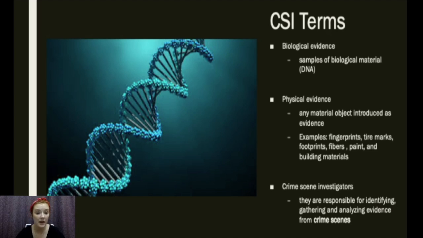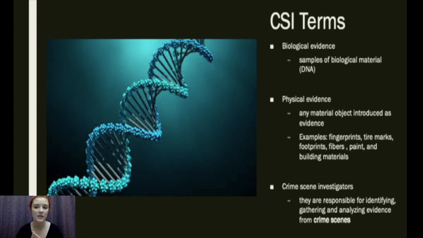So that's biological evidence. Physical evidence is going to be any material object introduced as evidence. A couple of examples would be fingerprints, tire marks, footprints, fibers, paint, and building materials. This is where the nitty-gritty of forensic science really comes into play. Being able to find hair samples or blood or saliva or anything like that, absolutely, that's a huge deal, and we have to take that evidence and treat it very carefully because it's going to help us in the long run.